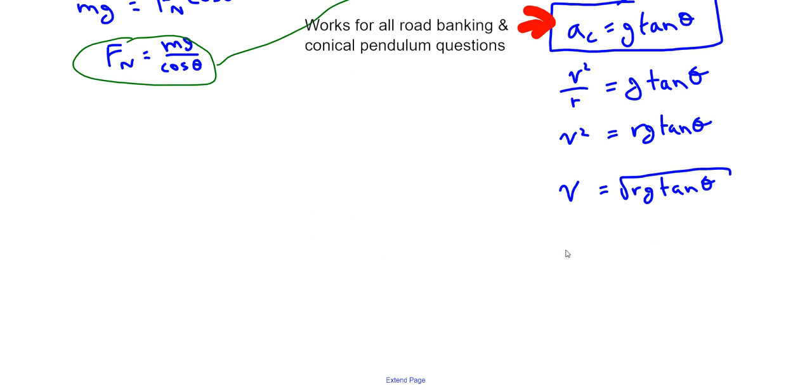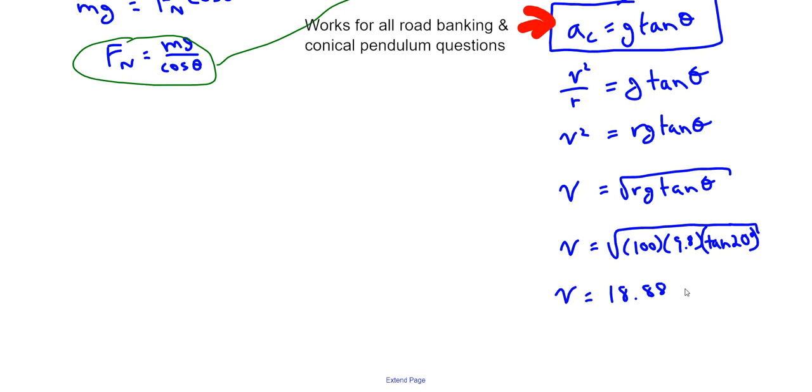Okay, let's plug in some values here. Radius is 100. g is 9.8. Tan theta is tan of 20 degrees. Let's multiply all those together and take the square root. We end up with 18.88626. Let's round that off to two significant digits. That's going to be 19 meters per second.